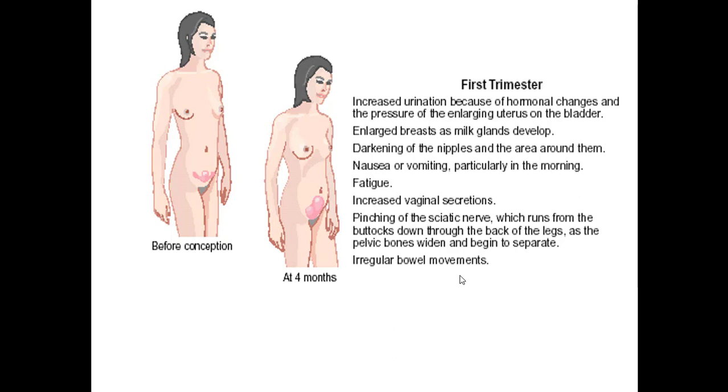Now during the first trimester, women go through a number of different physiological changes. Increased urination because of hormonal changes, enlarged breasts as some of the milk glands begin their process of developing, darkened nipples, pigments around the nipples cause them to darken, fatigue, nausea, vomiting, and that's because HCG is highest in the first trimester. For many women, the first trimester of pregnancy is the worst due to the nausea and the vomiting. Many women get food aversions, and they like to eat very bland foods.